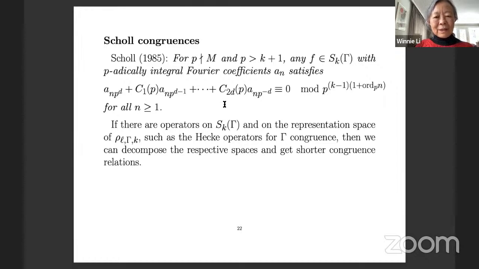If there are some operators on the space of cusp forms and also on the representation space, such as the Hecke operators, if Gamma is a congruence subgroup, then we can decompose the respective spaces, and then we can get the shorter congruence relations. So without Hecke operators, we cannot cut, so we have long congruence relations. And if we can further cut, then we'll get shorter ones.